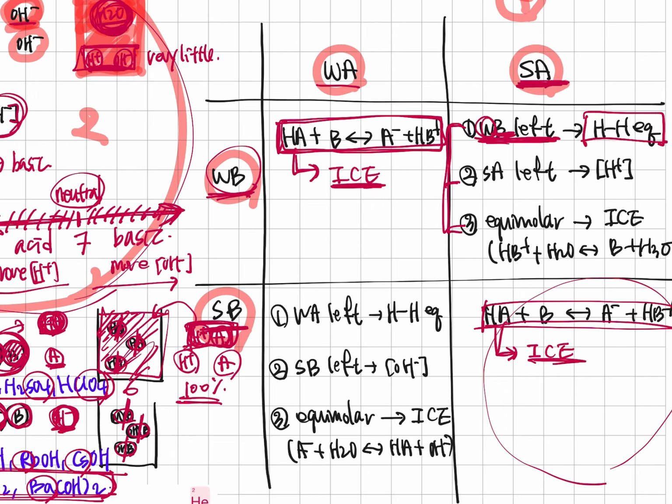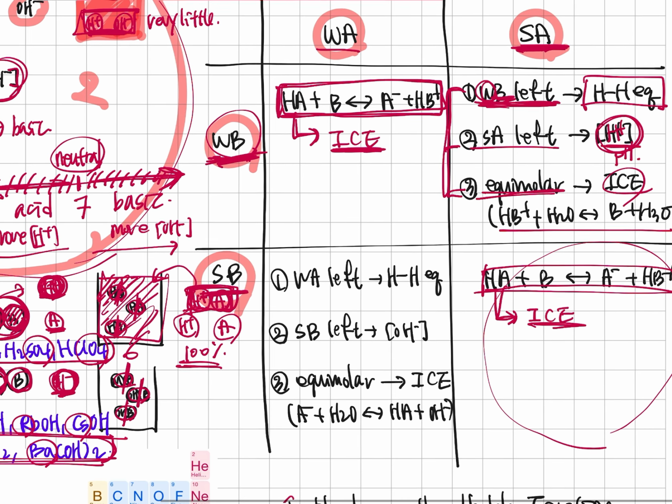And when there's a strong acid left, you just figure out the concentration of the H plus ions and find your pH based on that. And when it's equimolar, when the strong acid and weak base have all reacted and there's nothing left, you write the equation and use the ice table.